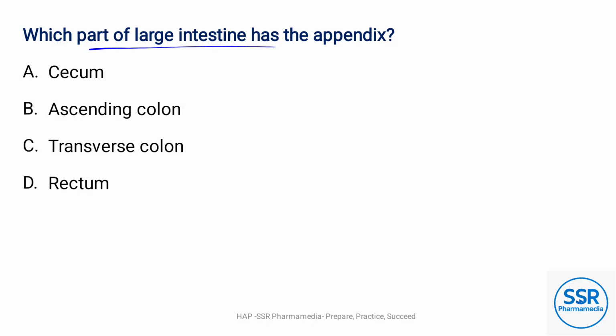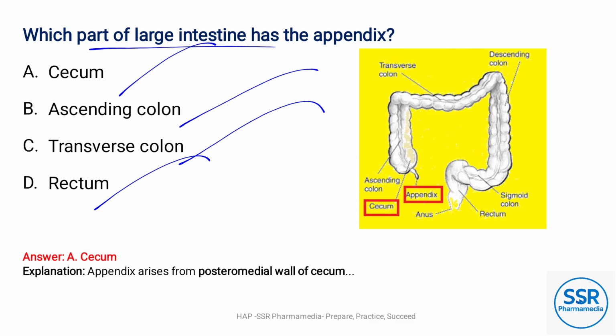Which part of the large intestine has the appendix? Option A, cecum. Option B, ascending colon. Option C, transverse colon. Option D, rectum. So the answer is option A, cecum. The appendix arises from the posterior medial wall of the cecum. This is the posterior medial wall of the cecum.